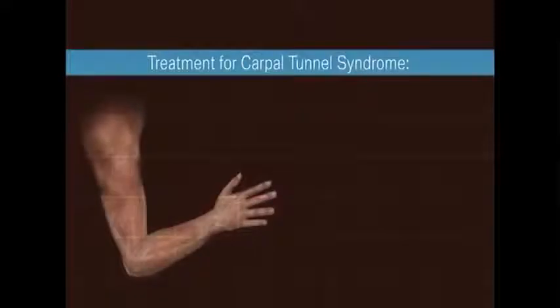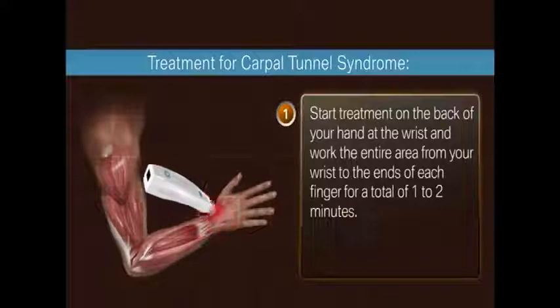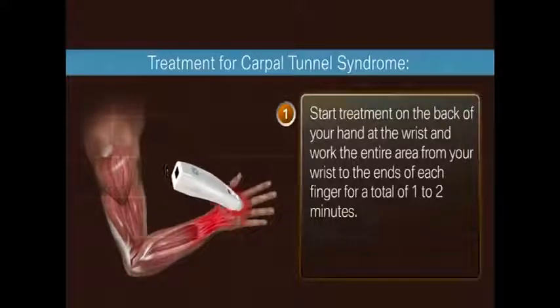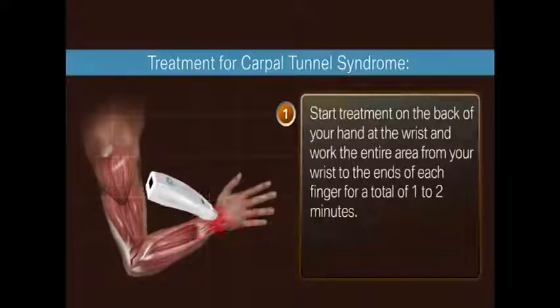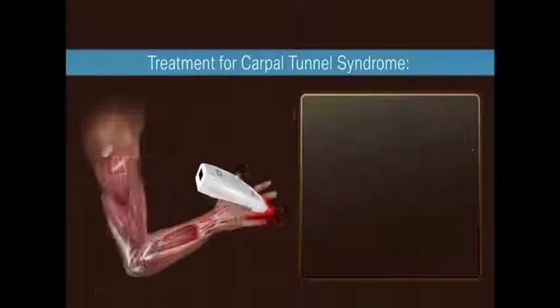Treatment for carpal tunnel syndrome. Start treatment on the back of your hand at the wrist and work the entire area from your wrist to the ends of each finger for a total of 1 to 2 minutes.